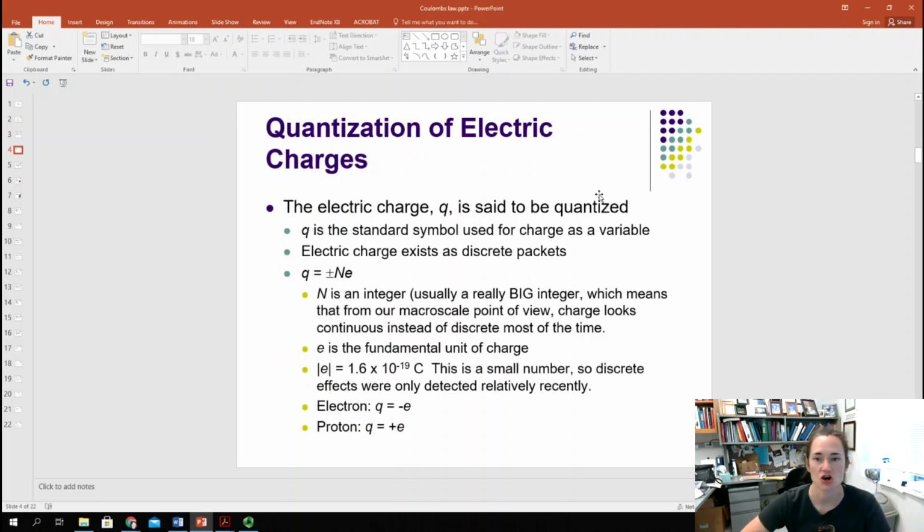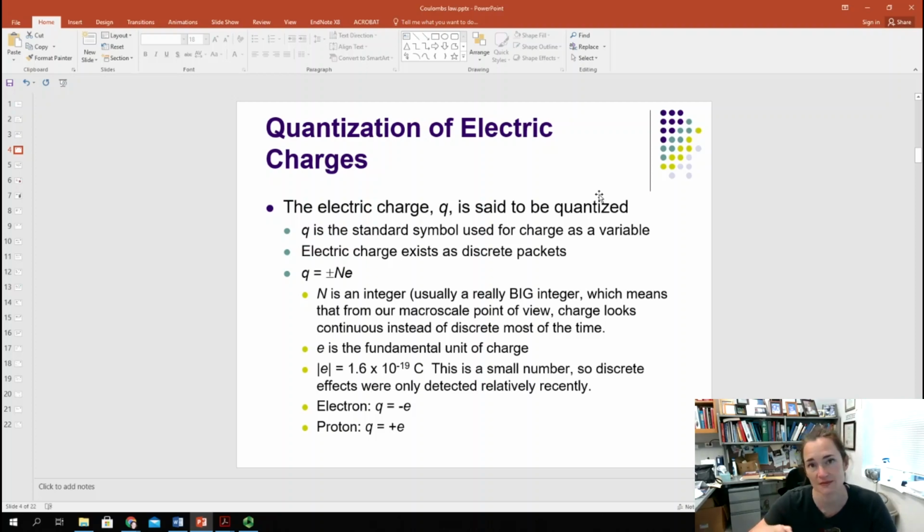Now, we say that charge is quantized. What we mean by quantization is that it comes in little discrete packets. Since we've already talked about how much charge is on a proton or an electron, I bet you can guess the amount of the discrete packet. It would be 1.602 times 10 to the minus 19 coulombs, which we often call e, the fundamental unit of charge.